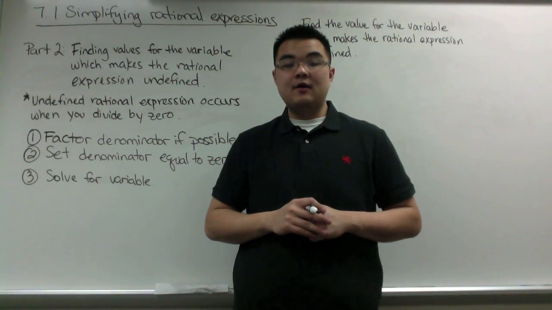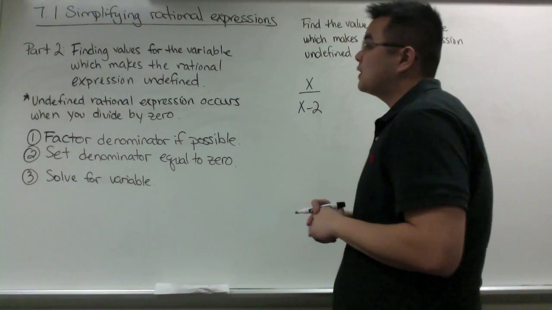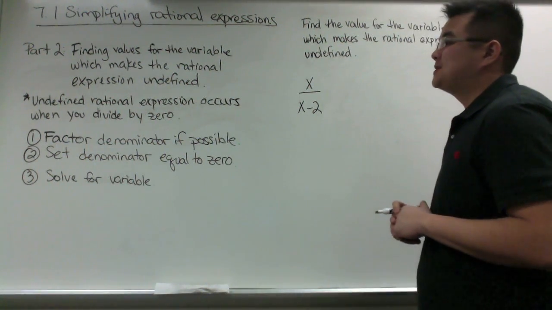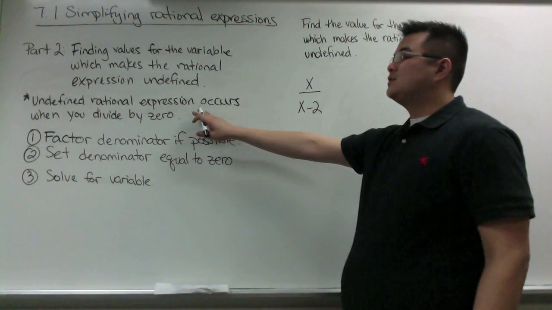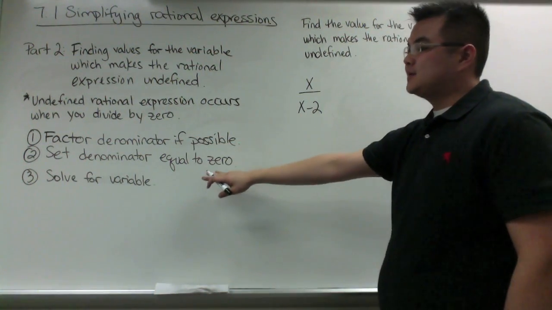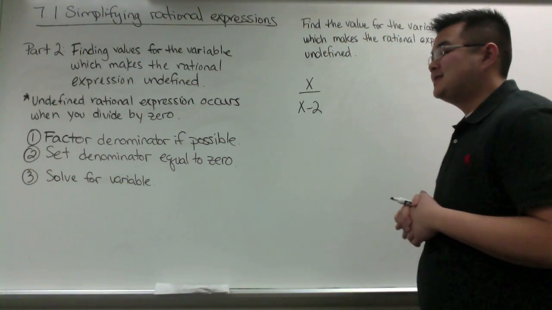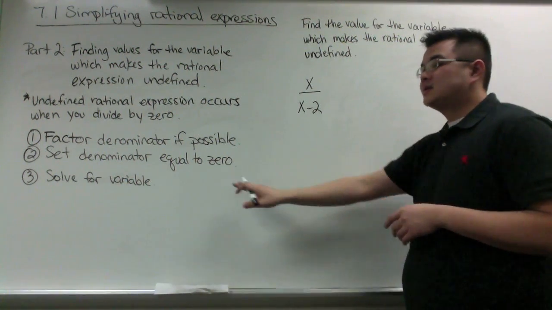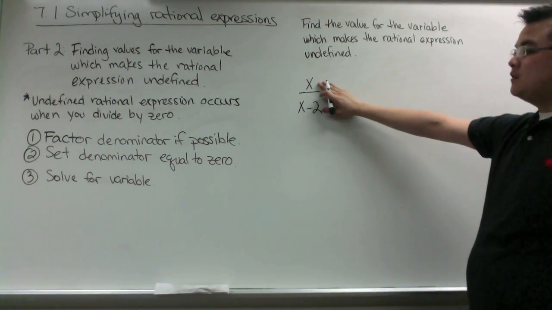This is the second part of the notes for section 7.1. In the second part, we're going to find values for the variable which makes a rational expression undefined. An undefined rational expression occurs when we divide by 0. The steps are as follows. The first one is we're going to factor the denominator if possible, set denominator equal to 0, and then solve for the variable. So in our first example, we're going to ignore the numerator.